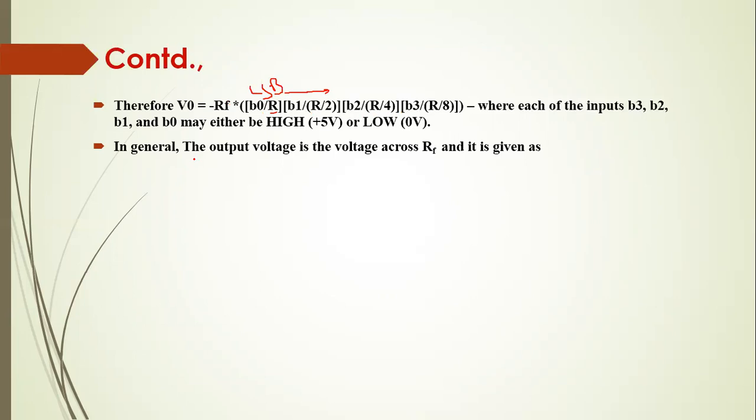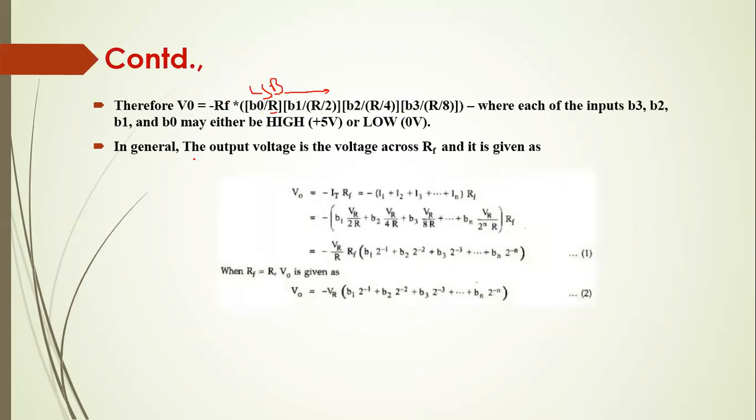So in general, the output voltage across RF is given as V0 equal to I into RF. I, we can represent as total current also. Either you can represent it as I or IT. Minus IT into RF is the output voltage we have, where RF is kept constant and IT can be expanded as I1, I2, I3 and so on till IN. Where I1 is the current passing through the first resistor, that is V0 by R representation. Likewise, you will be having all the remaining currents.